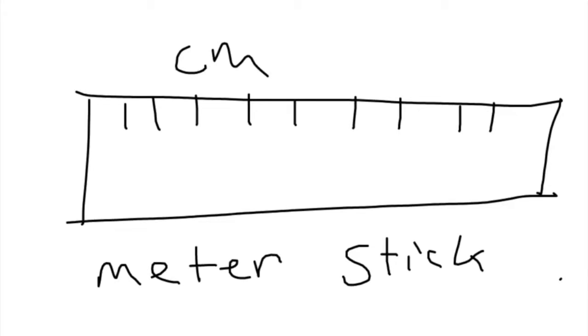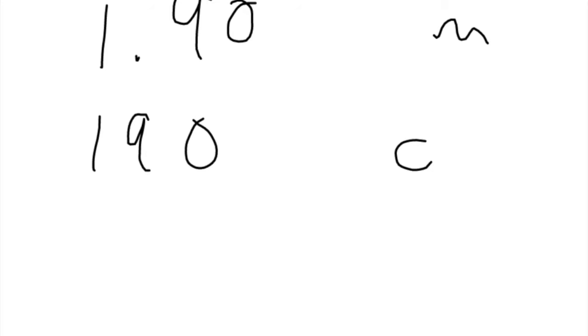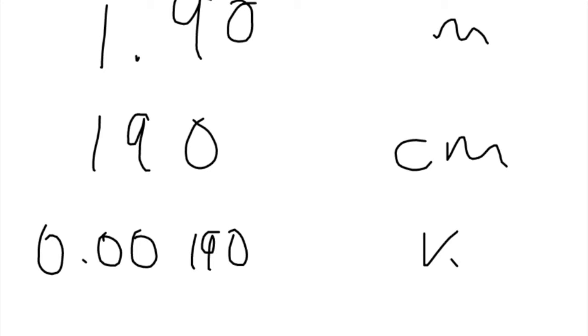Let's look at another example involving a meter stick. We can see that a meter stick is a meter long and there's markings for centimeters along the side. Let's say we want to measure someone's height with the meter stick. We measure this person and their height is 1.90 meters. There's a lot of information actually in this measurement. For one, we know that this person is also 190 centimeters. However, we could also say that they are 0.00190 kilometers. The important thing here is that there are three significant figures in this measurement.